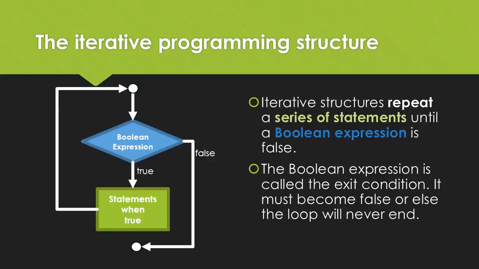And the way the loop works is as follows. You come into the Boolean expression. It's evaluated. If that Boolean expression is true, you execute the statements when true. Then when you're done executing all those statements in the block, you go back up and retest that Boolean expression again. And then in the event that the expression is false, you exit the loop. And there's no more iteration.